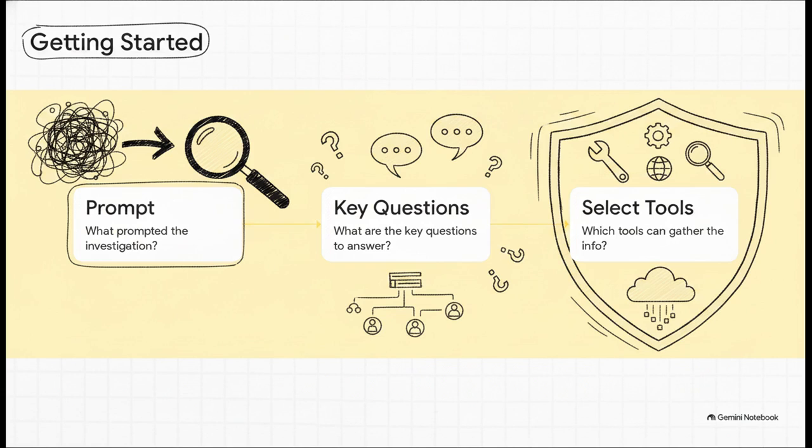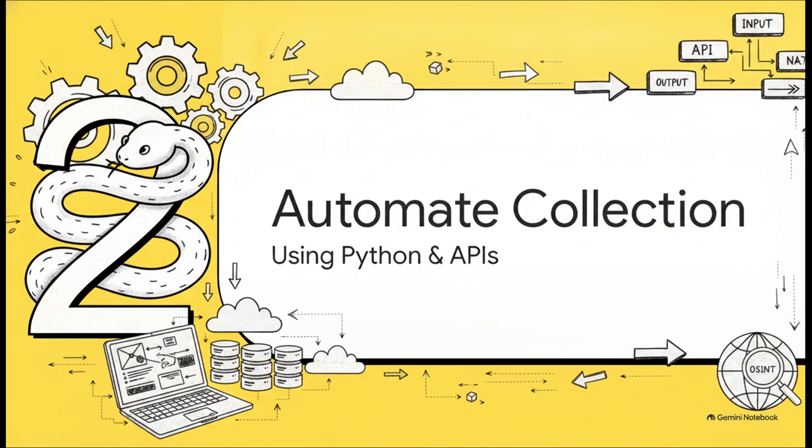Number 1, what prompted the investigation in the first place? Number 2, what are the key questions that actually need to be answered? And 3, which tools and platforms can help gather that specific info? By defining your objectives and scope up front, you ensure your automated tools are hyper-focused. This stops you from just aimlessly scraping the web, which, trust me, saves you from burnout and hours of wasted time.